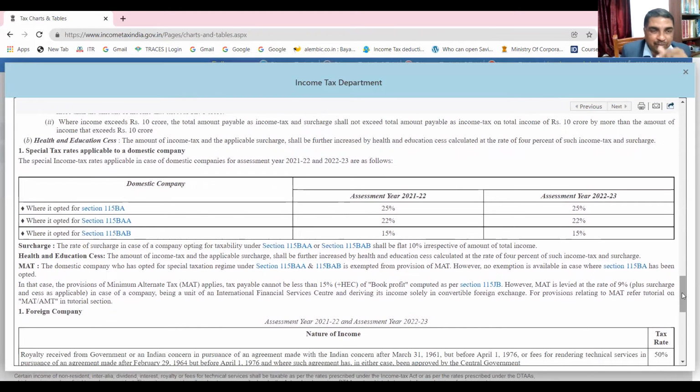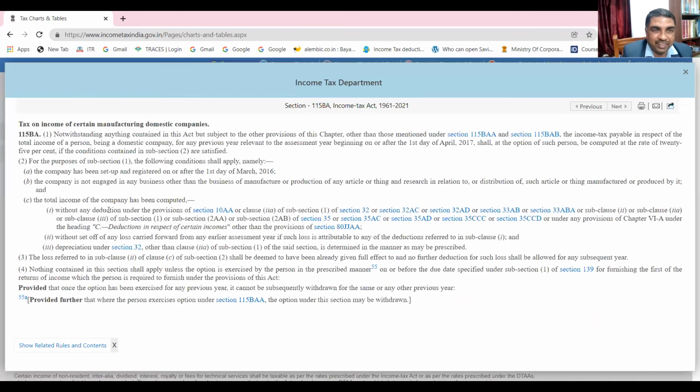Okay, just let us have a look. Let me click here. If you click here, you can open that section. Otherwise, directly you can go to the Income Tax Act link and read this particular section. Should we go to this section? What is this 115BA? Yes. Let me take you there. You see, 115BA has opened here.